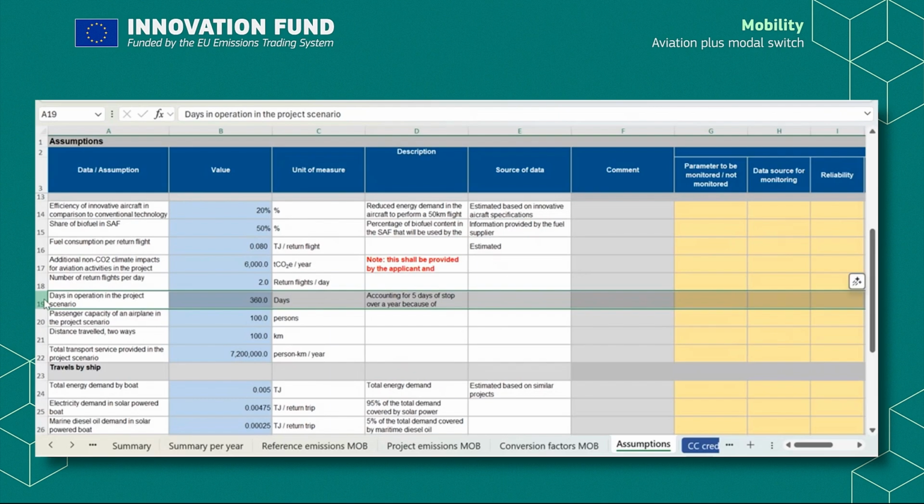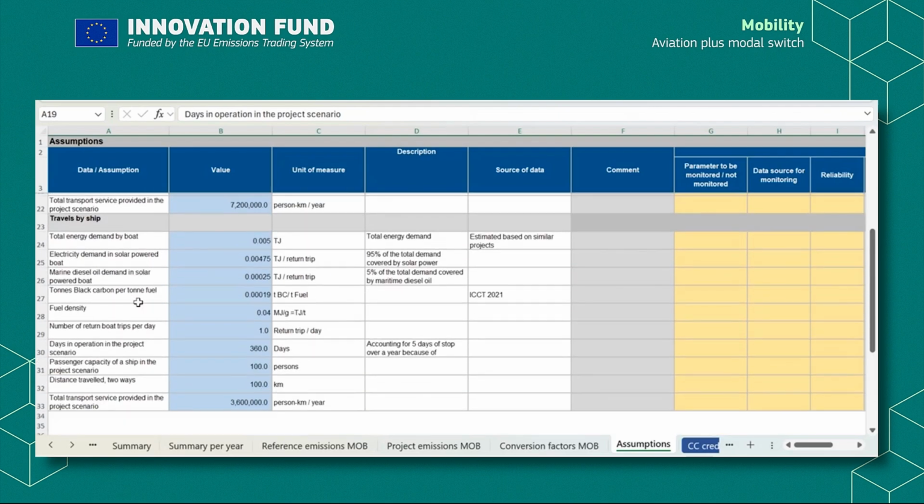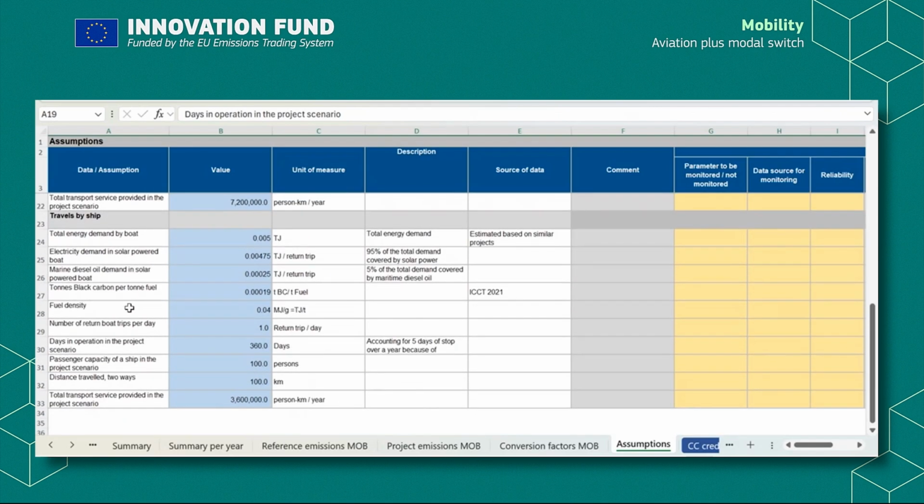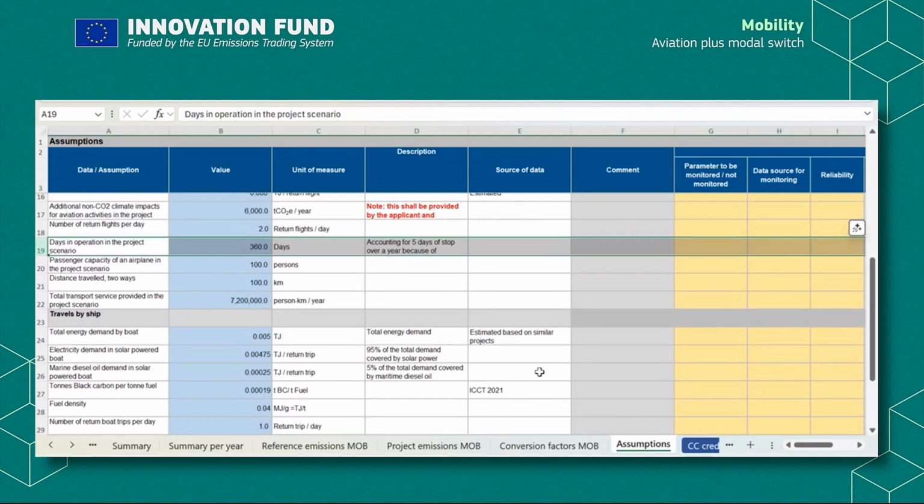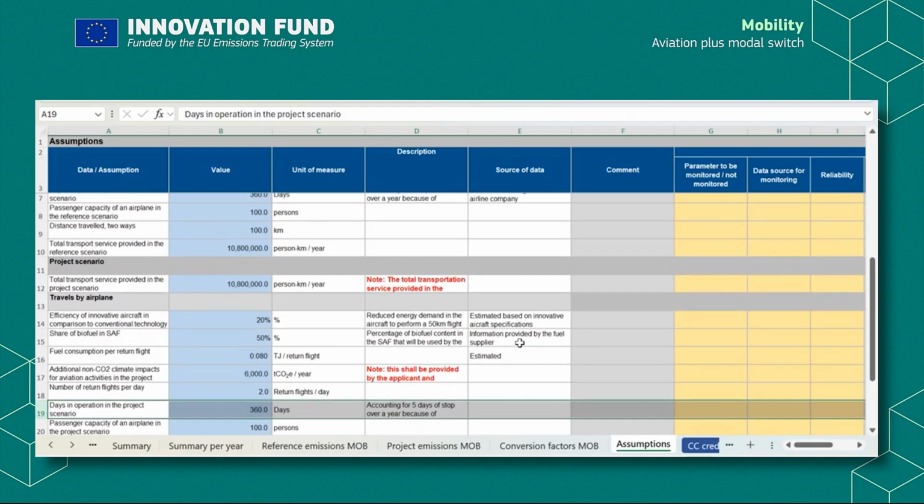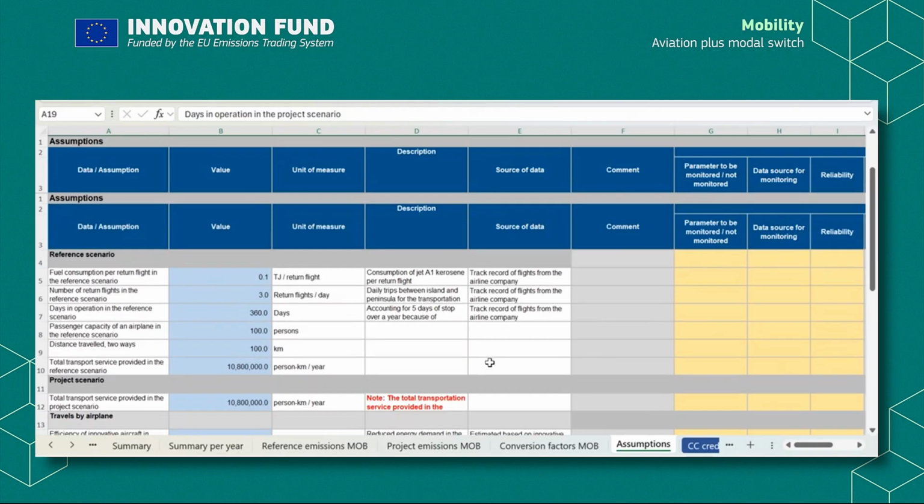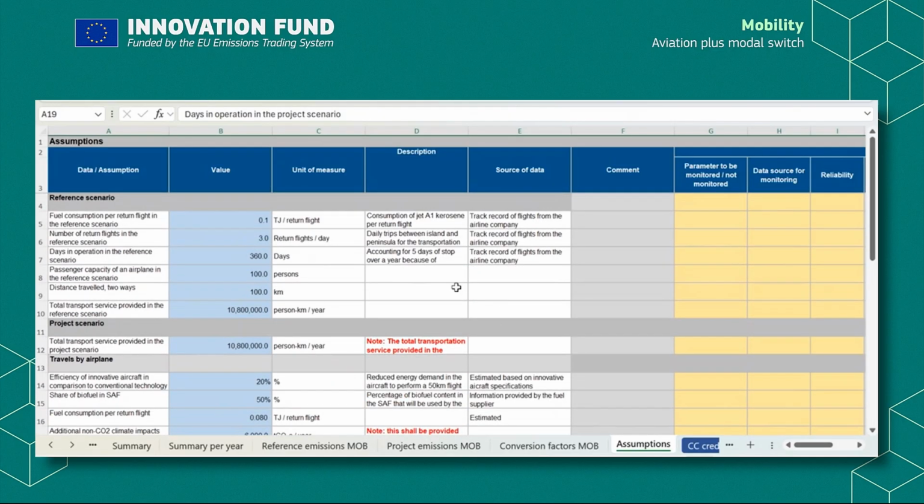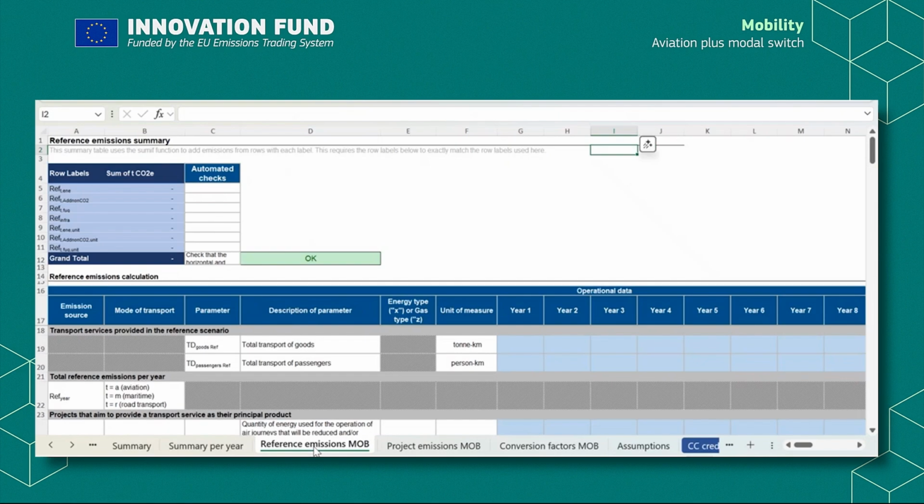The third flight will be replaced by a maritime journey on a boat that runs mostly on solar power and consumes a little bit of diesel oil. I have added some illustrative sources and references for this data. During your application, you must provide adequate and verifiable sources of information and add hyperlinks when possible. Now that we have the data to support our calculations outlined and documented, we will move to calculating the reference emissions.